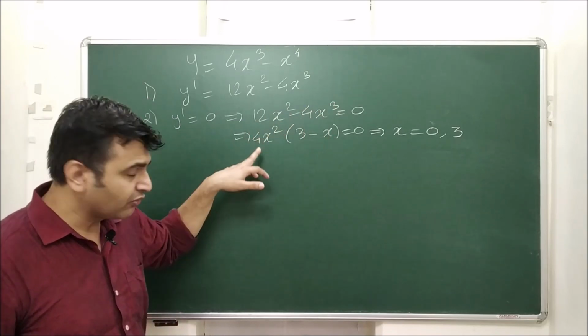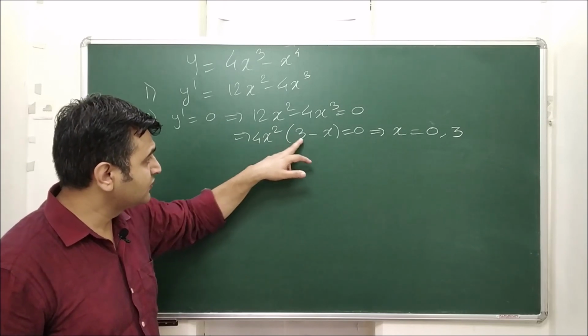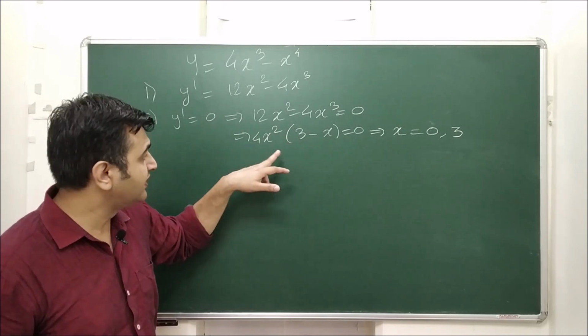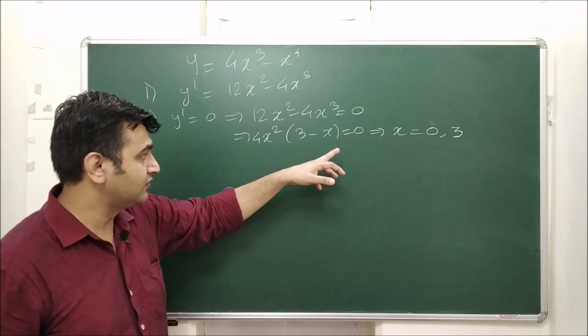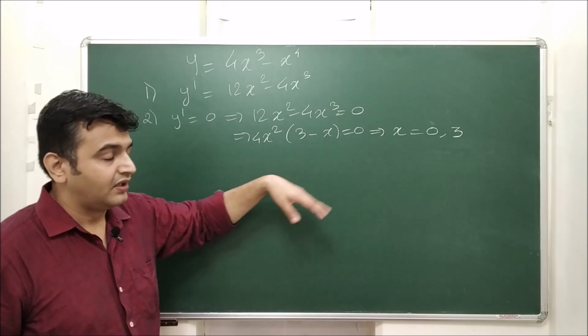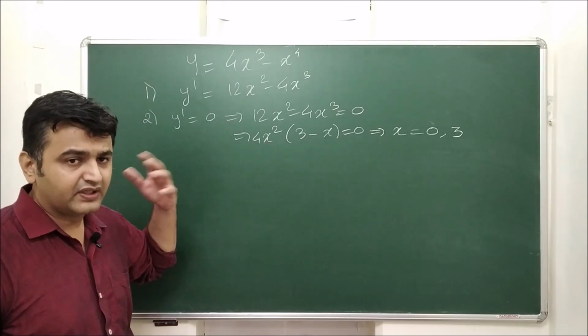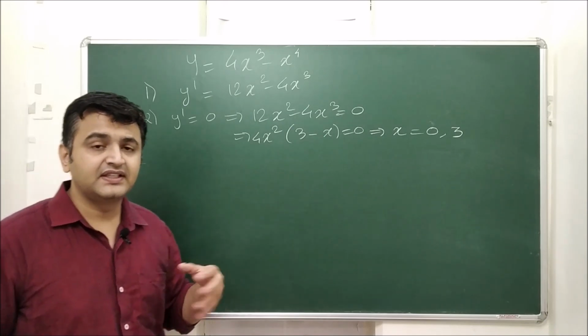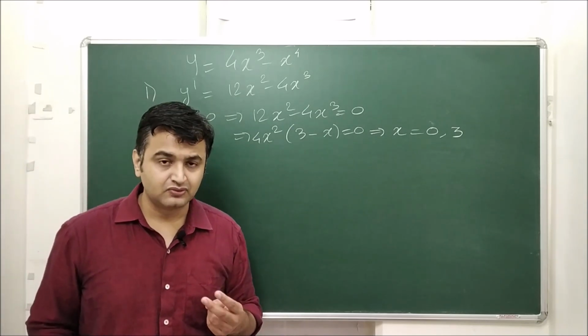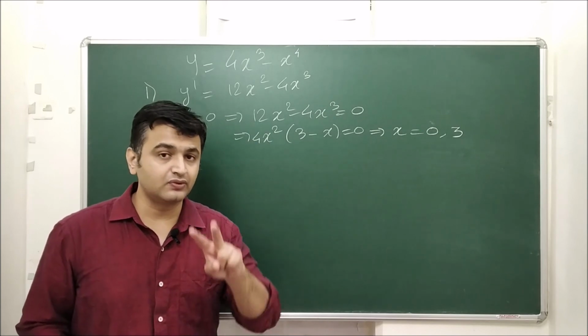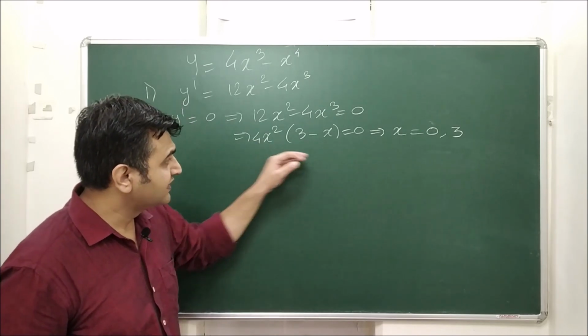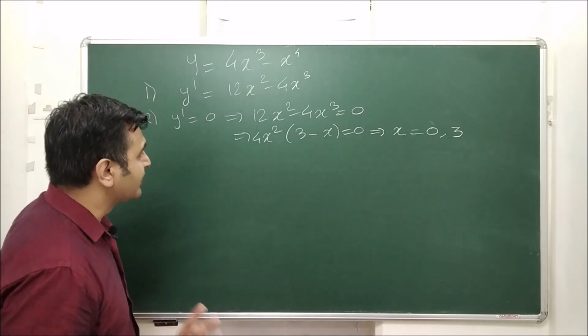Okay, so you have to take out that x square outside, and then product is 0 means one of them has to be 0. So either x square is 0, which means x is 0, or x is 3. One more thing one can observe: x square is 0 means x is becoming 0 two times. So the algebraic multiplicity for 0 is 2. That's one thing one can observe, but it's okay.